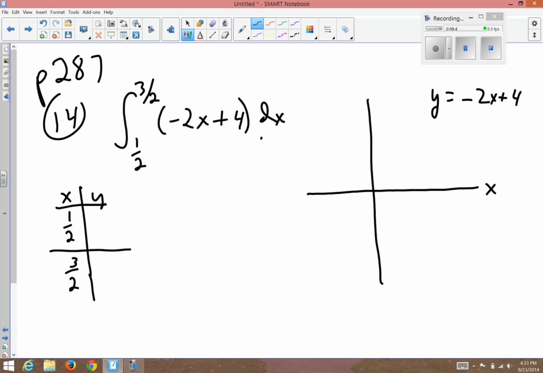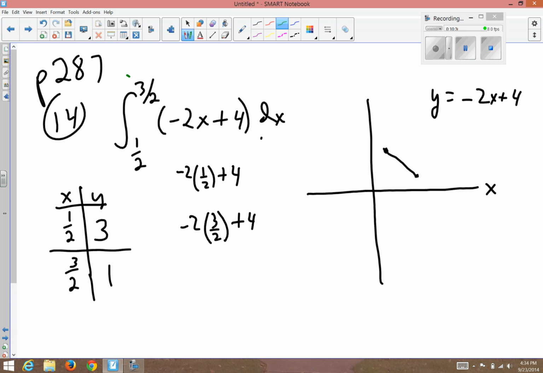So what is y when x is 1/2? In other words, what's -2 times 1/2 plus 4? I think that's 3. When x is 3 halves, y is negative 2 times 3 halves plus 4, which is the same as negative 3 plus 4, which is 1. The point 1/2, 3 is, let's say, here, and the point 3 halves, 1, so that's here. So we know this is a line, a line with slope negative 2.